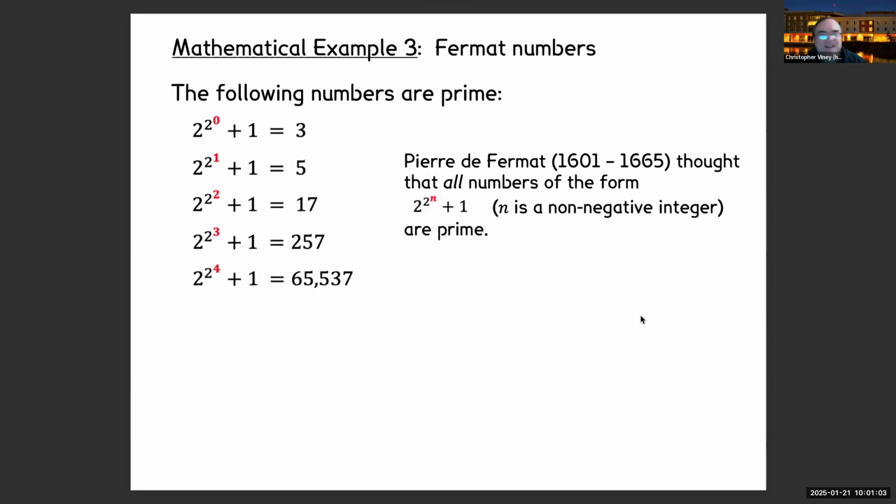Here's another example, what are called Fermat numbers. So Fermat himself, now Fermat, very famous mathematician. Some of you might have heard of Fermat's last theorem. Okay, so Fermat's last theorem, we know that by Pythagoras, you can sometimes find integers where the sum of the squares is equal to another square. So, 3 squared plus 4 squared is 5 squared. 5 squared plus 12 squared is 13 squared.